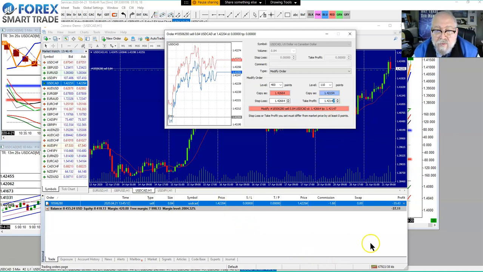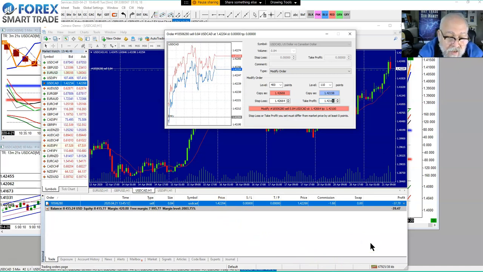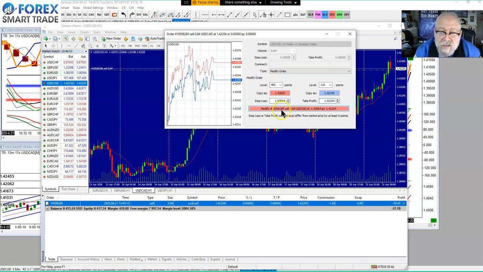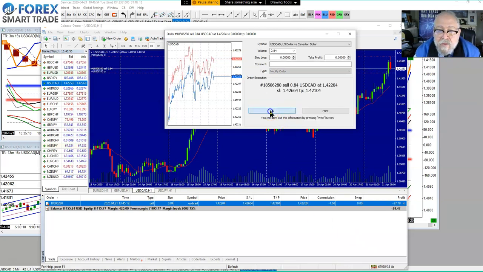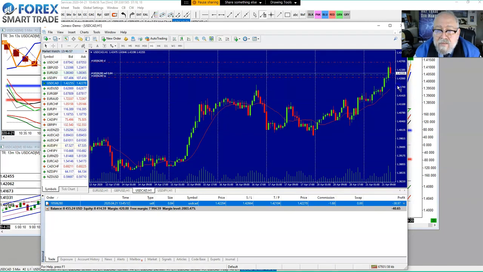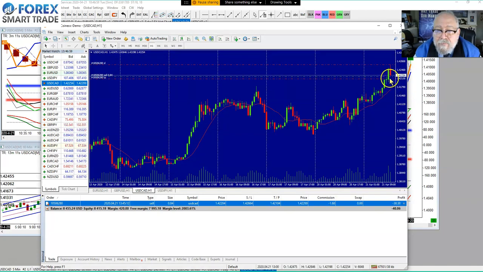It went to 42.20. I'm going to go to 42.10 to get my full 10 pips. I click modify, and it drops the line on here. And actually, I like where our lines are.